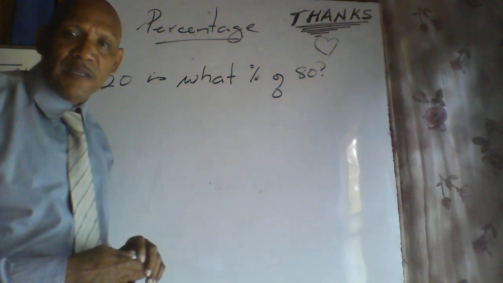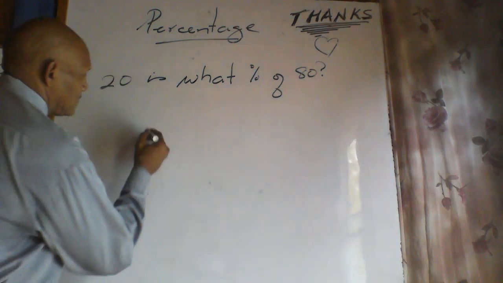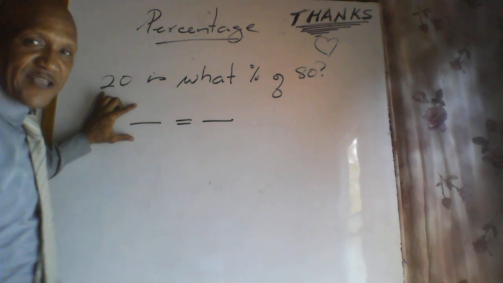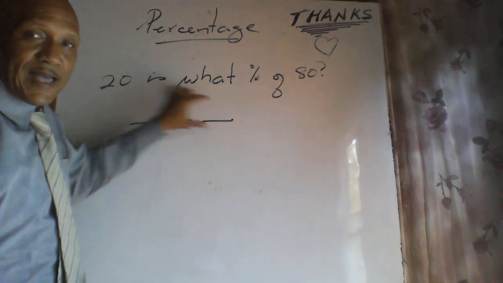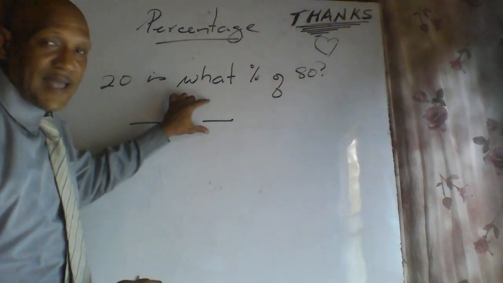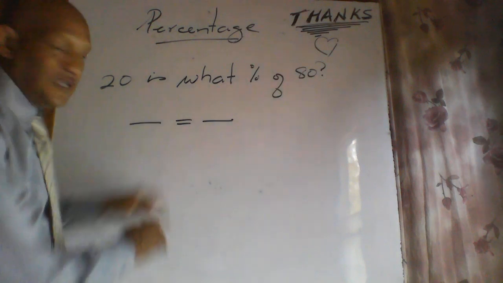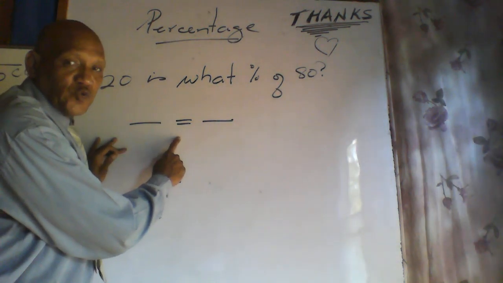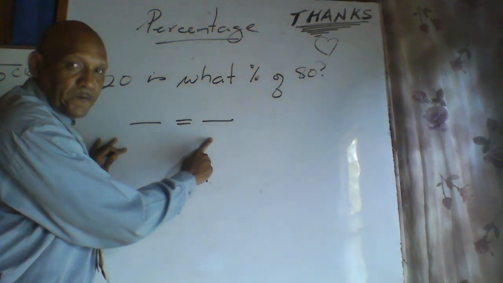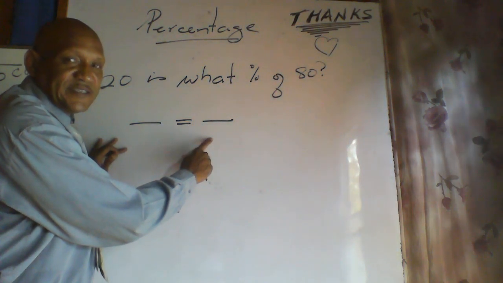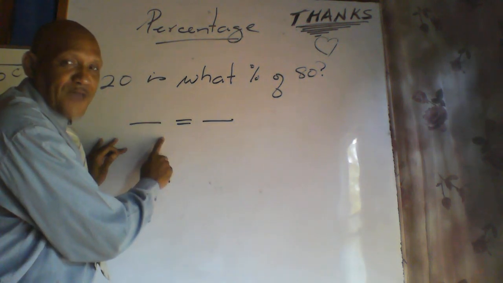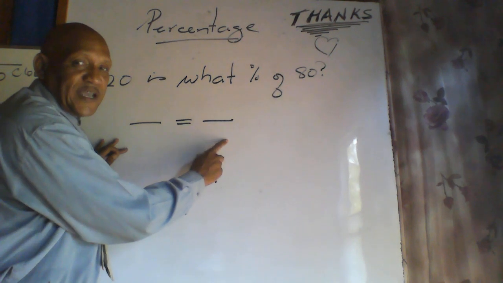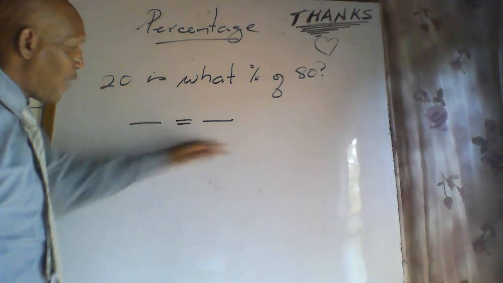A proportional problem is set up like this, where you have a fraction on this side, an equal sign in the middle, and a fraction on the other side. So this fraction is equal or proportional to this fraction. That's what a proportion is. It is set up to where the first fraction is either equal or proportional to the second fraction. So how would I set it up?